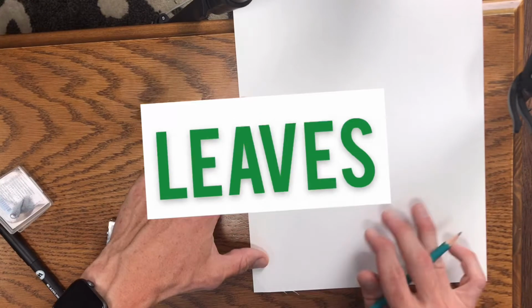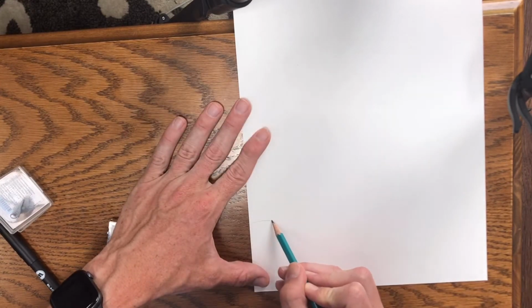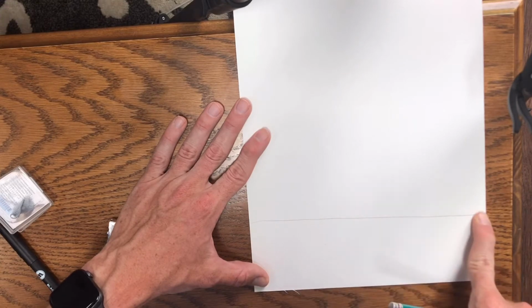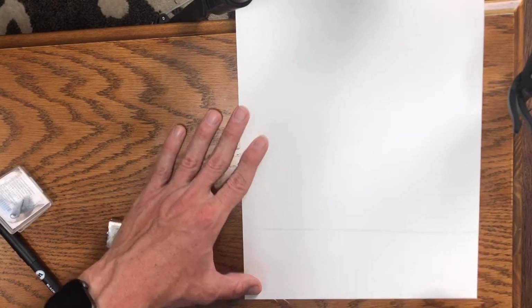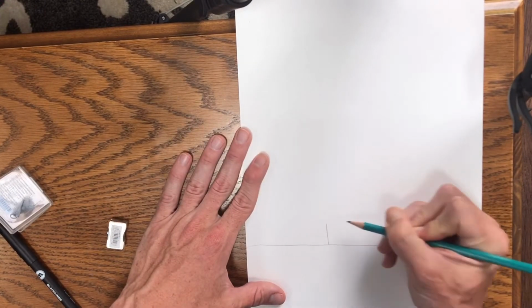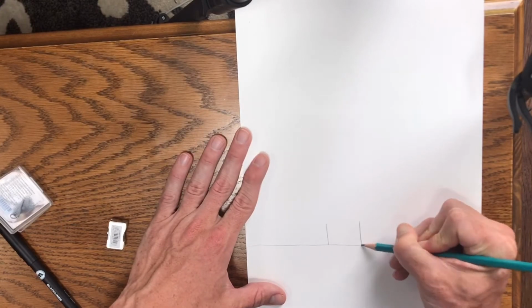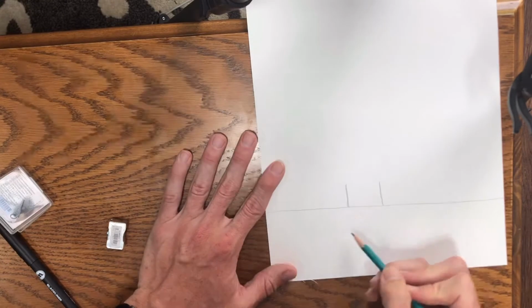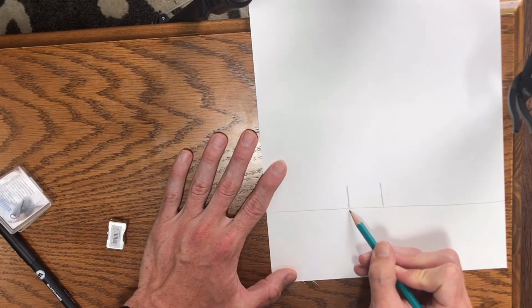So let's find the bottom of our paper and make a horizontal line. Remember, horizontal goes across, not up and down. Then I'm going to make my 2 vertical lines for my trunk. It's a nice little trunk there. And underneath is where the roots are.